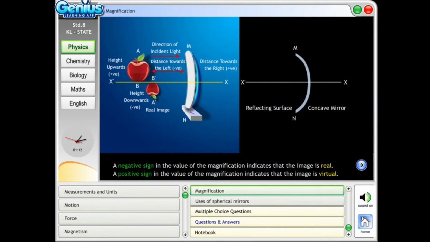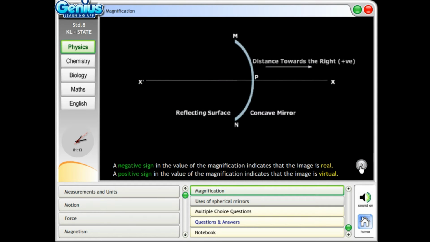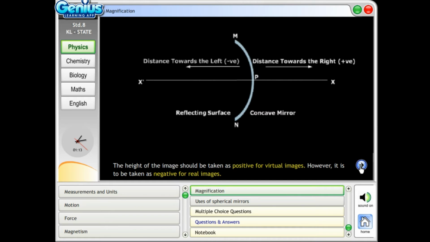Mirror formula and magnification. A negative sign in the value of the magnification indicates that the image is real. A positive sign in the value of the magnification indicates that the image is virtual. The height of the image should be taken as positive for virtual images. However, it is to be taken as negative for real images.